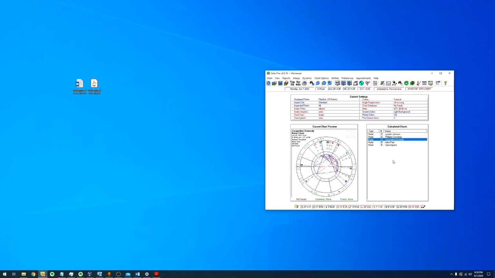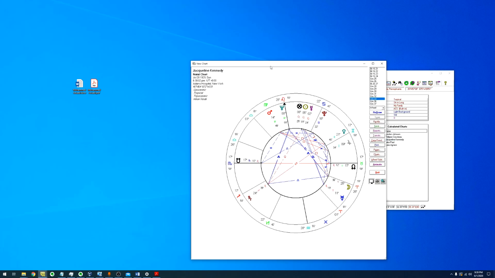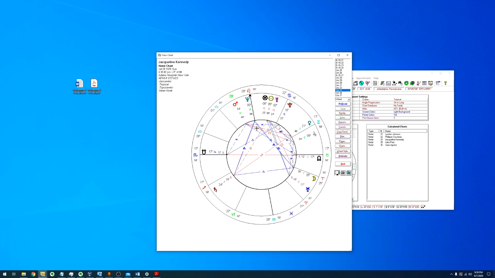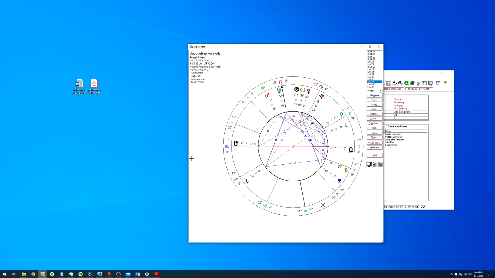Now, primary directions are based on the axial rotation of the Earth. So what we're basically talking about is just simple movement of these radical factors from one point to another. So we're talking about Jupiter moving to a conjunction with the descendant, or for example, Neptune moving to a conjunction with the MC. Here we have the chart of Jacqueline Kennedy.